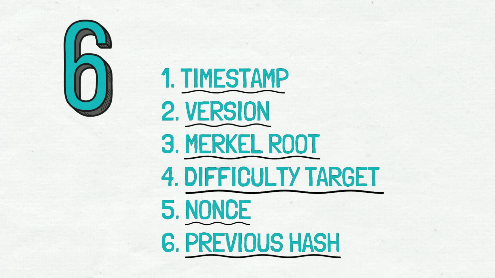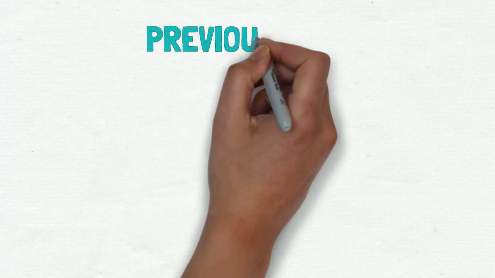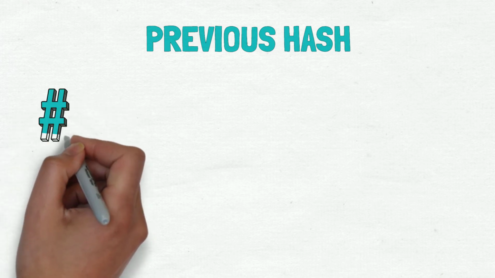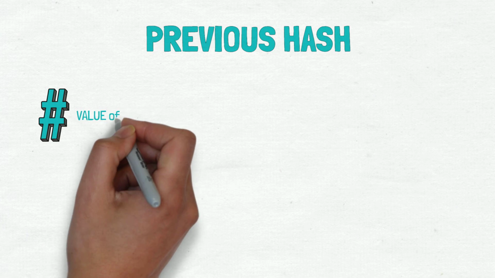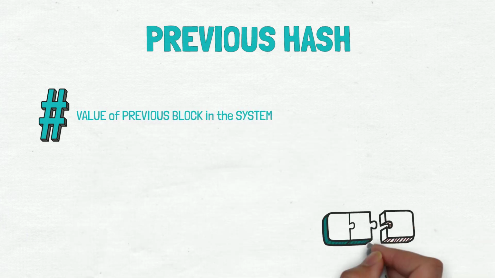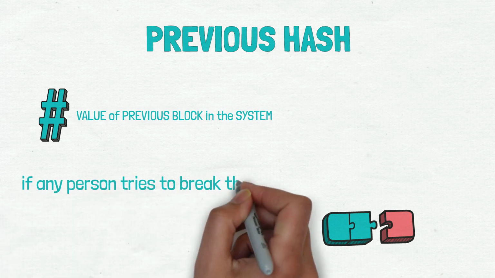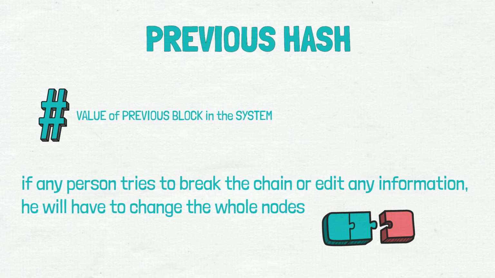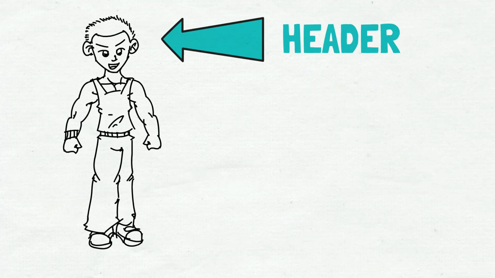Sixth, previous hash. The previous hash is the hash value of the previous block lying within the blockchain system. Through a combination of pointer and hash function, blocks connect themselves and form the chain. And the same reason is behind the tamper-proof ledger, which is, if any person tries to break the chain or edit any information, he will have to change the whole chain of blocks, all of the nodes. Otherwise, it will regain its previous form.